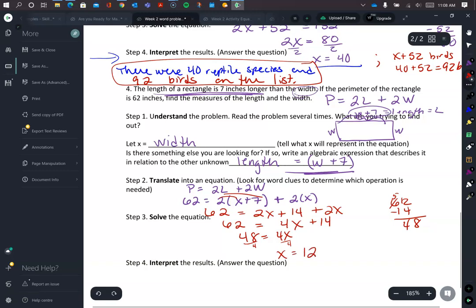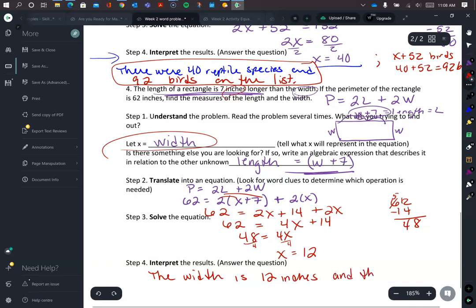Now make sure you know which one that represents. That is the width, right? So the width is 12. And what units? Was I given any units? Yeah, inches. So I need to write that.